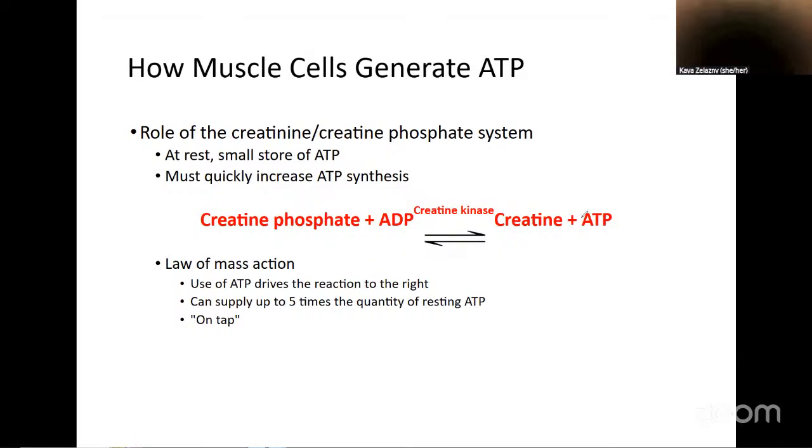So the way that this is getting driven is that as you start contracting your muscle, as you start exercising, you're exhausting this ATP. So you use up this ATP, and you're dropping down how much ATP is left. So we push this reaction to the right by the law of mass action to make up for that, to replace all that ATP you're using. This works to get you about 5 times the amount of ATP that you have at rest. So this can't go on forever. It's in limited supply, but it's going to be really fast.